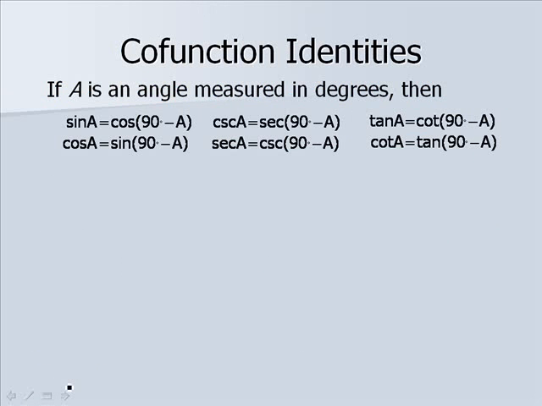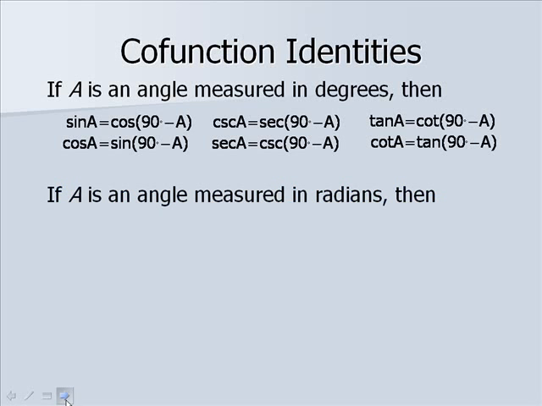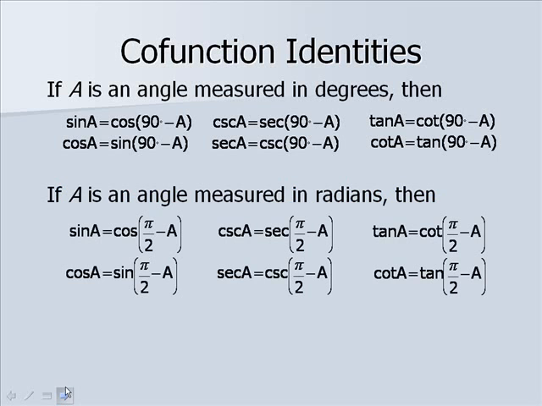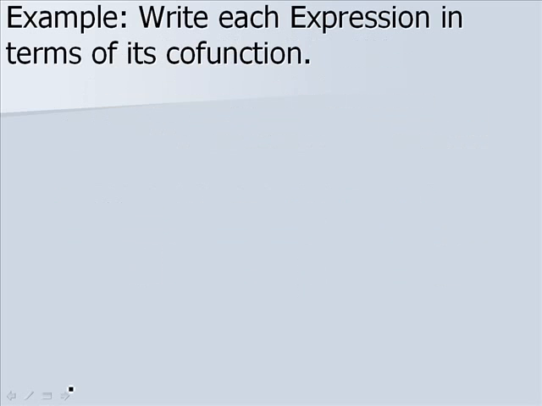So we can write our cofunctions the following way. When they're measured in degrees, we write 90 degrees minus our angle. And when they're measured in radians, we use pi over 2 minus our angle. So let's do an example.